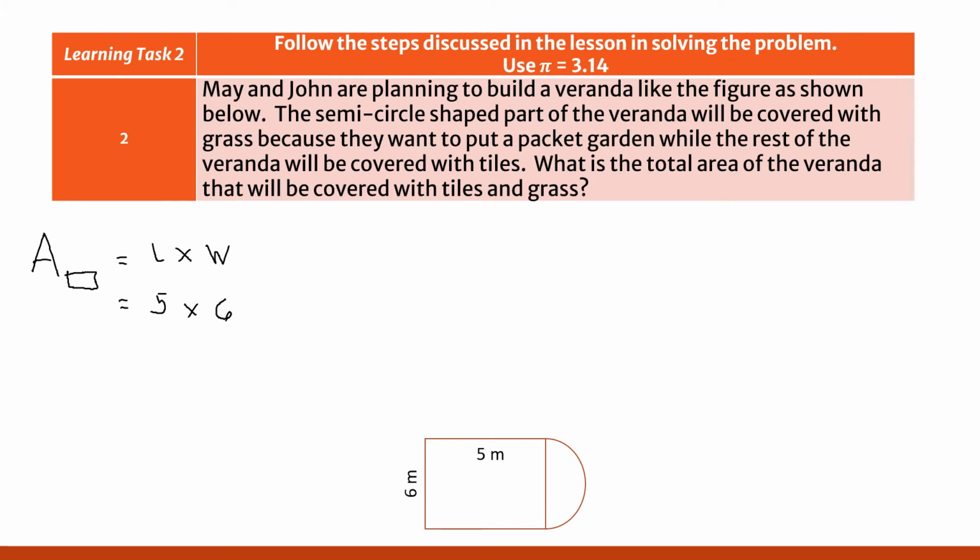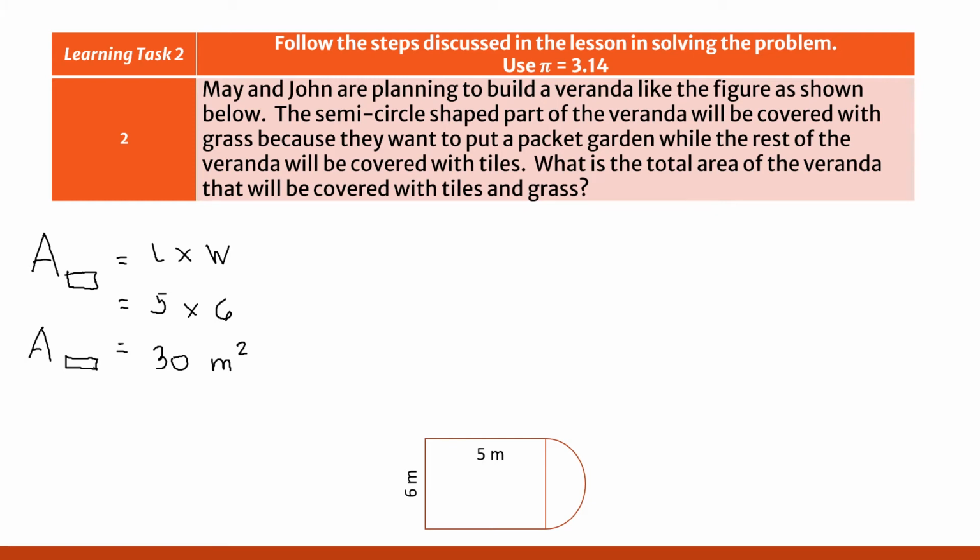Now, what is 5 times 6? The answer is 30. Ano ang magiging unit natin? Square meter. Kasi, ang given unit dun sa ating figure ay meter. So, ang area of a rectangle dito sa problem na to ay 30 square meters. Now, ano ngayon ang kasunod?